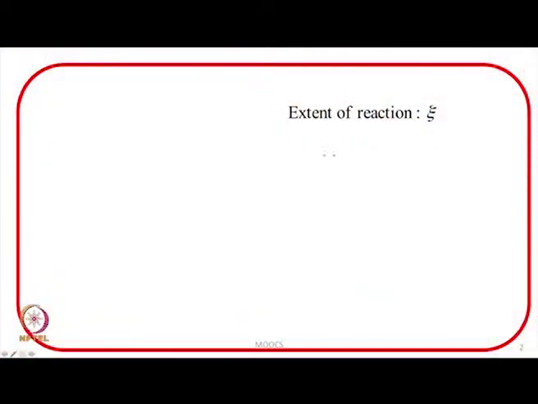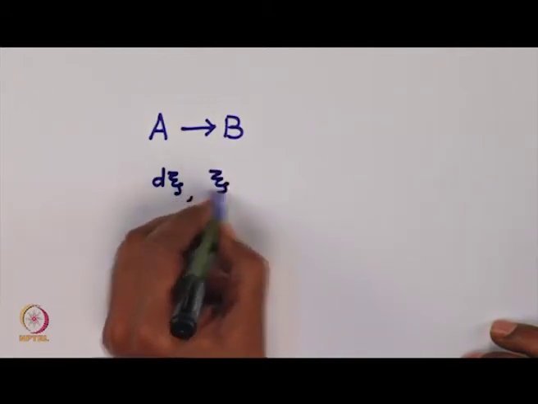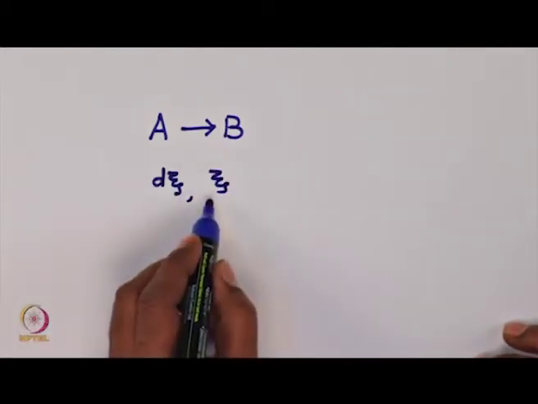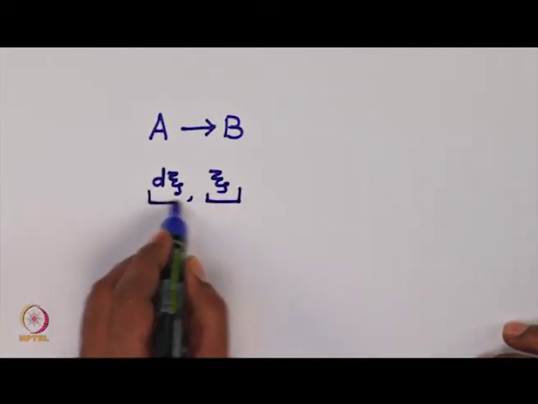Let me introduce, let us take a look at the slide, a parameter, a term, the extent of reaction. It is very important to understand the meaning of extent of reaction. I will use d xi and I will use xi both in my discussion. This term I will use for a finite change and this for a very small change.